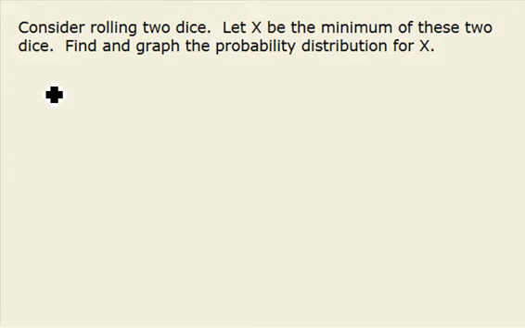We want to consider rolling 2 dice and let x be the random variable that represents the minimum on those 2 dice. We want to find and graph the probability distribution for x.